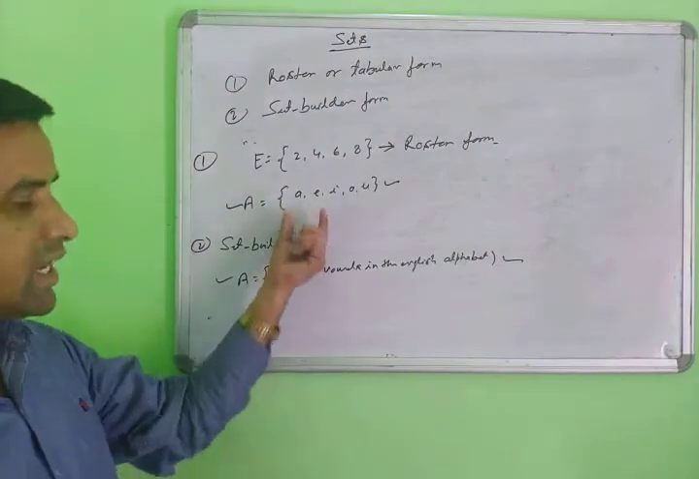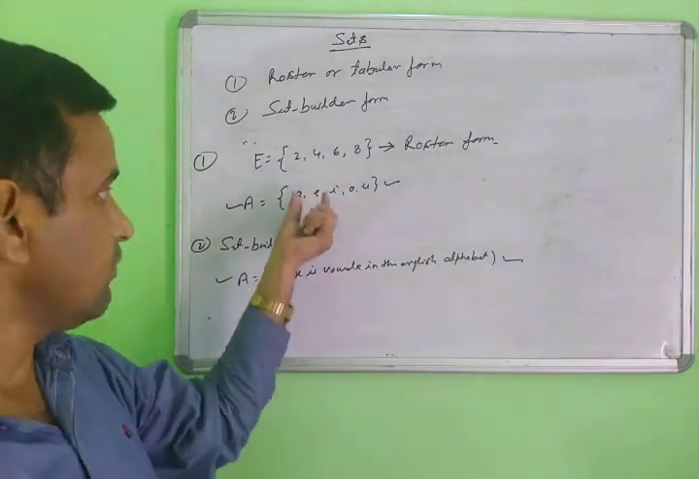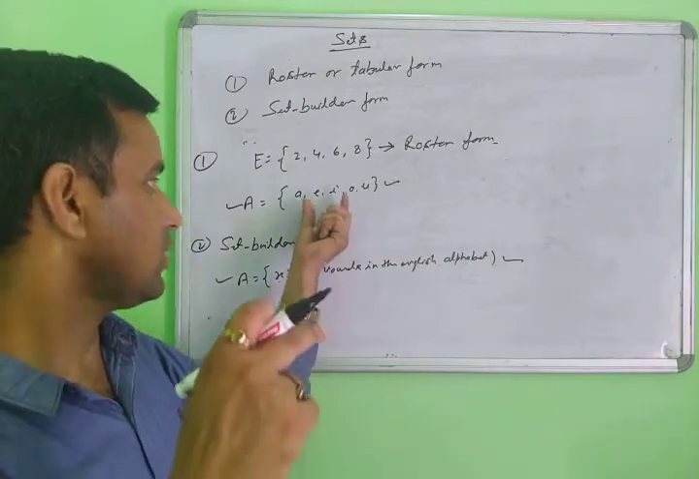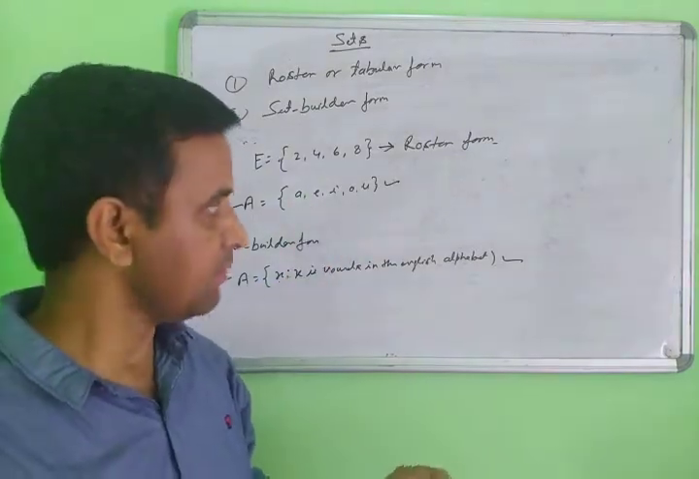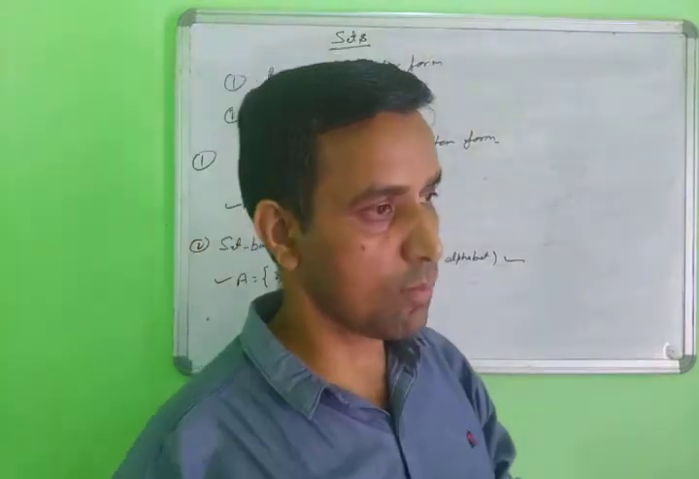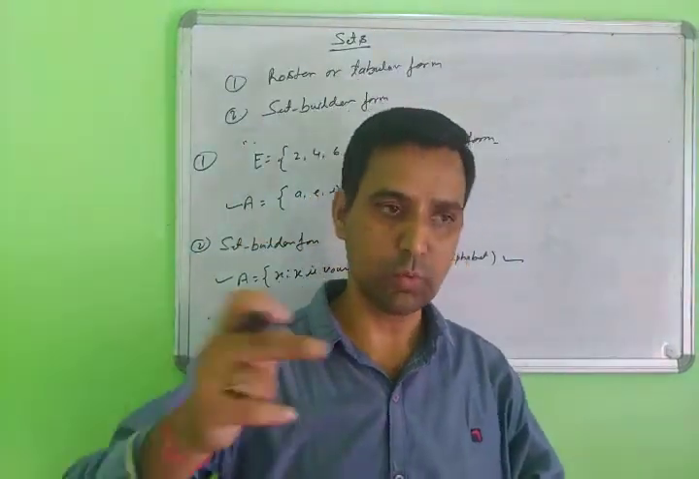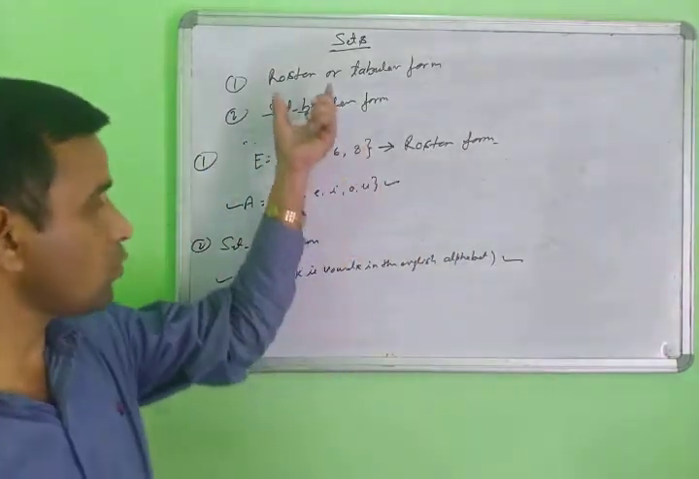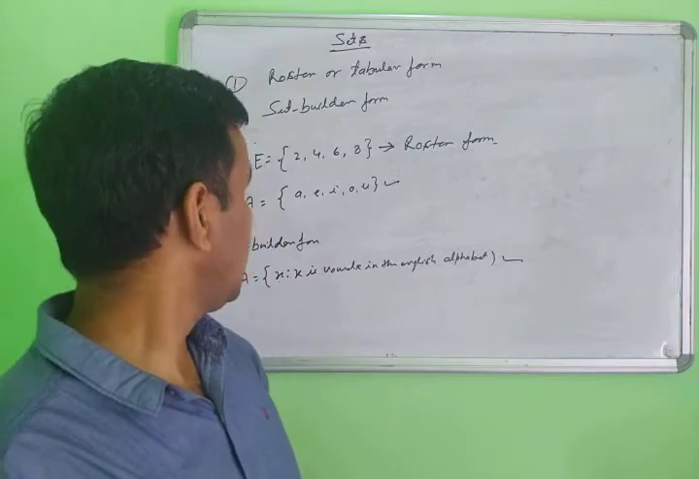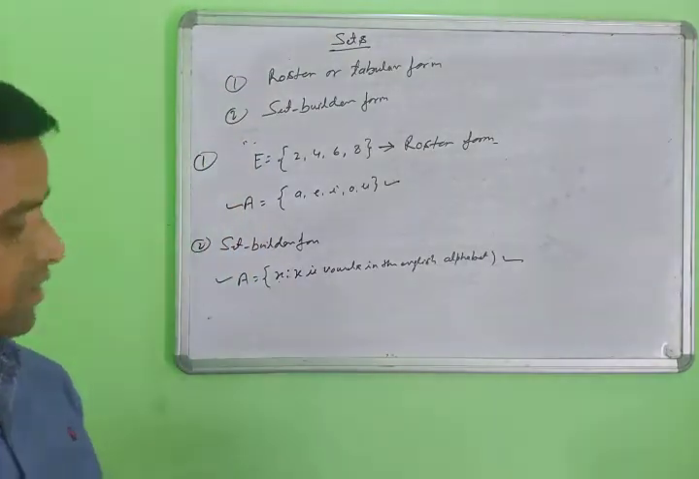So you can interchange every set. The roster form can be converted into set builder form, and interchanged back to roster form. This is not a problem. You can easily change every set from roster form to set builder form and back. Note this down, then the next point.